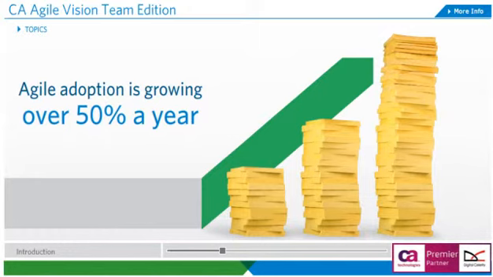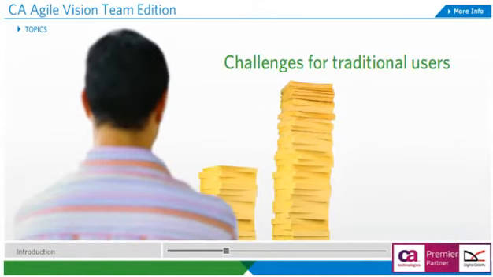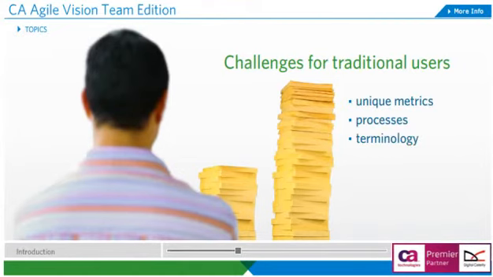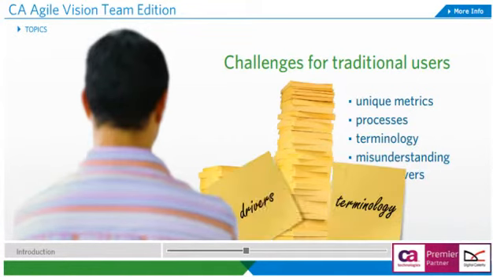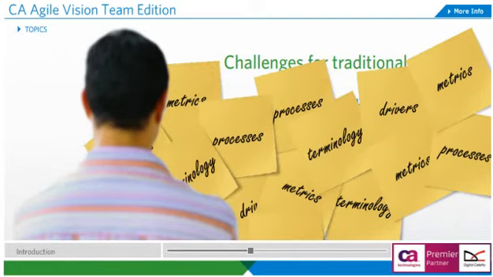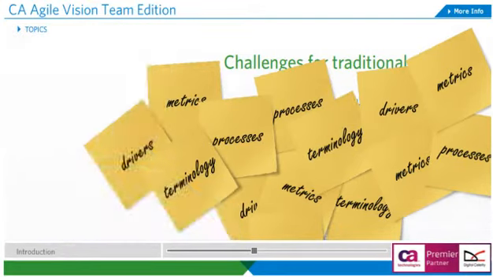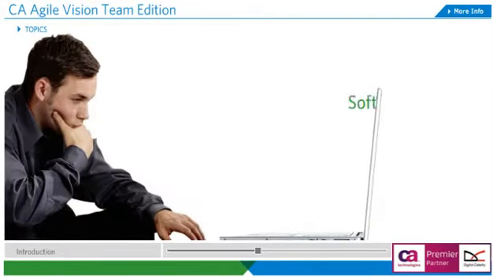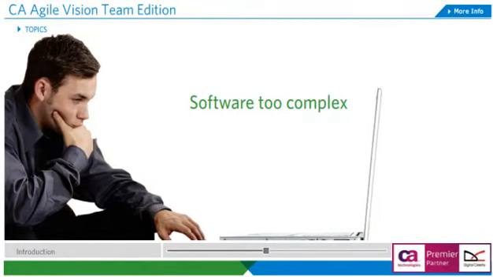However, for many employees, customers, and executives used to traditional management methods, Agile development's unique metrics, processes, and terminology, coupled with some misunderstanding of the drivers for Agile methods, have made it challenging for them to fully understand what's going on. Adding to the problem, software made specifically to help Agile experts is just too complex for people who don't have years of Agile experience.